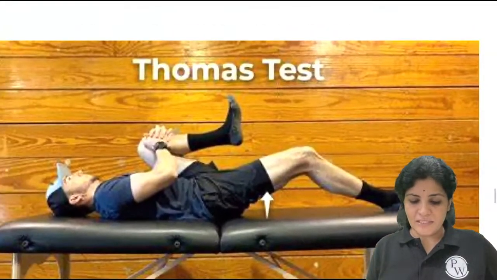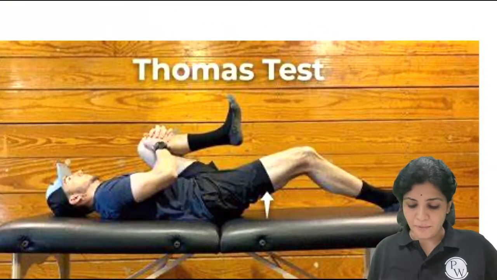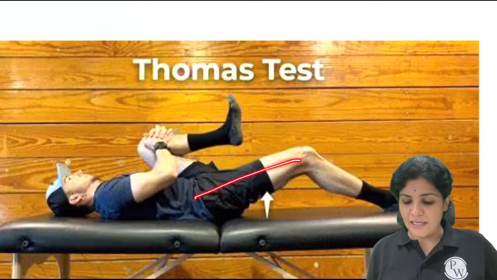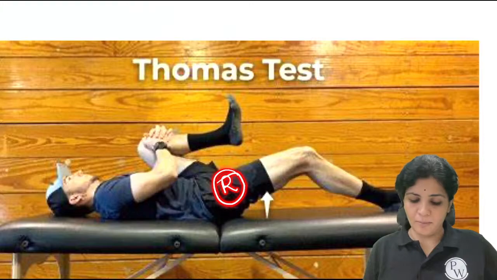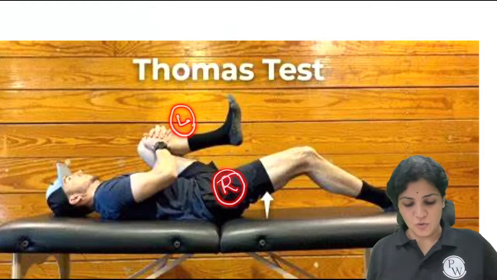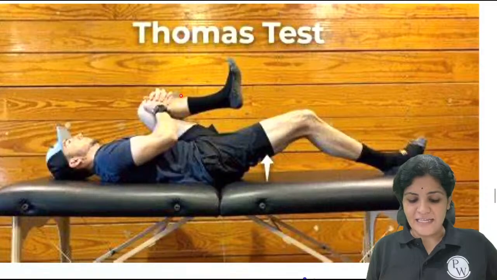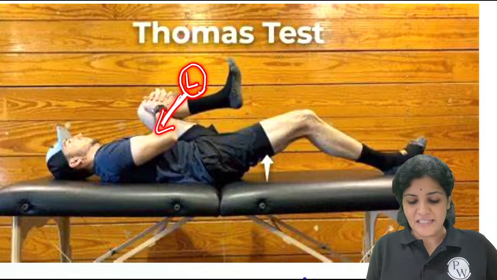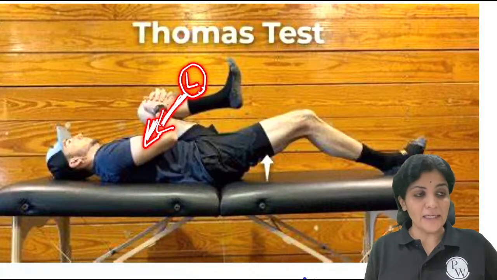So what is this Thomas test? How do you do it? The patient should be on a hard couch in supine position, and now this is the abnormal limb. So let us assume that this is the right limb which is abnormal and this is the left limb which is normal. And now what you do, you try to flex the hip on the normal side, so that the left hip is flexed so that the thigh is touching the abdomen.